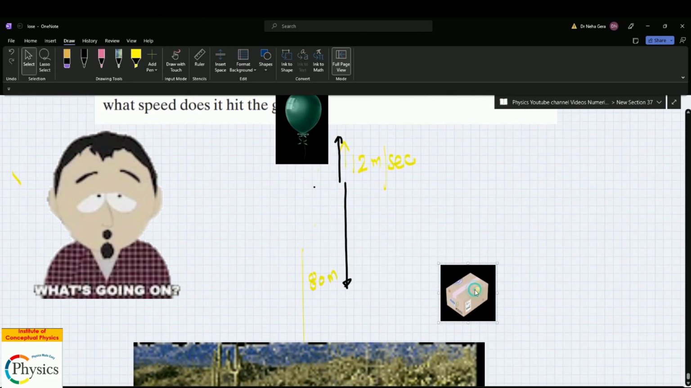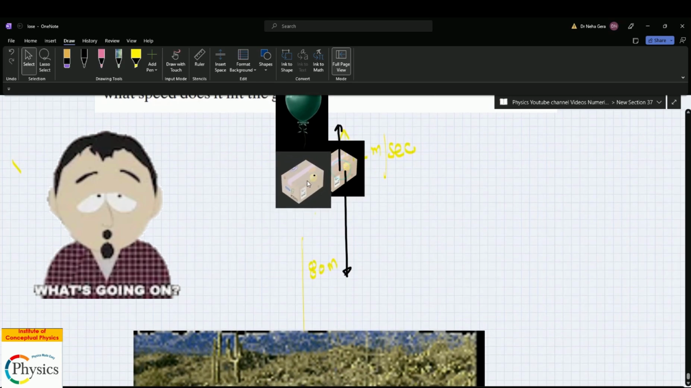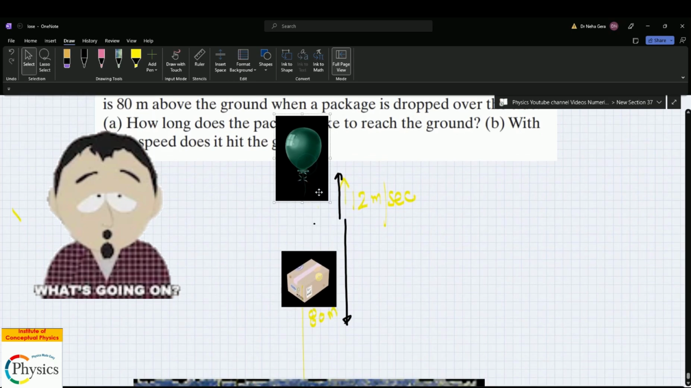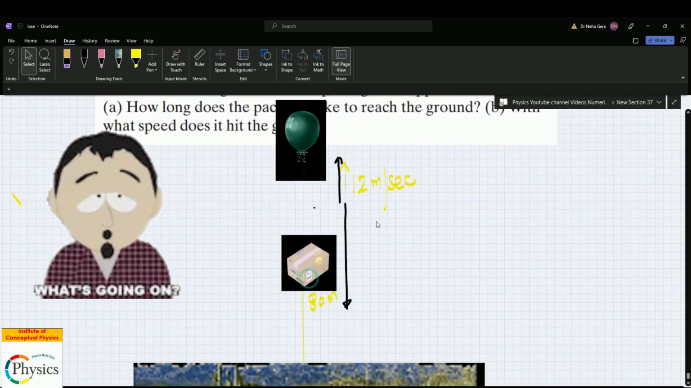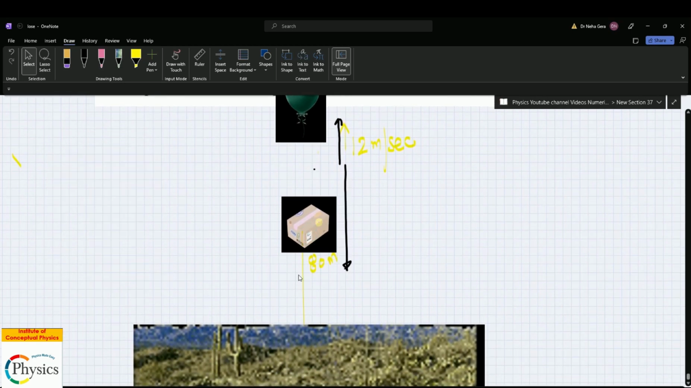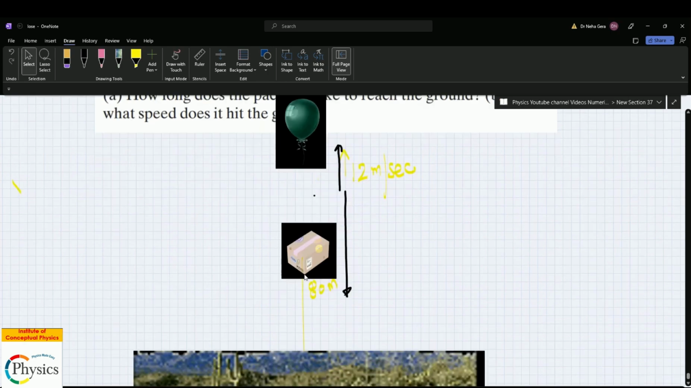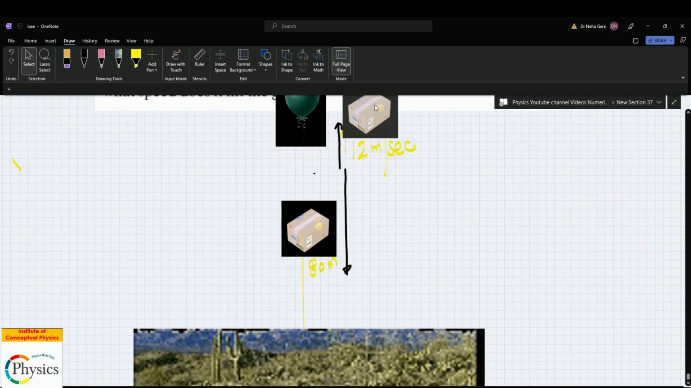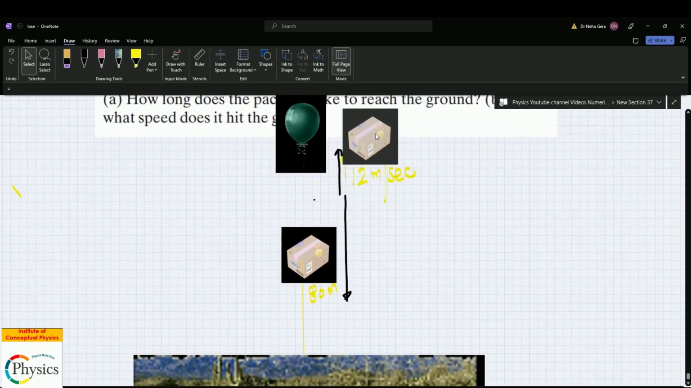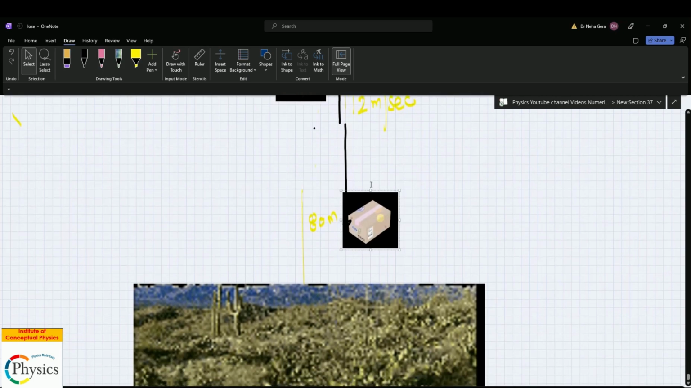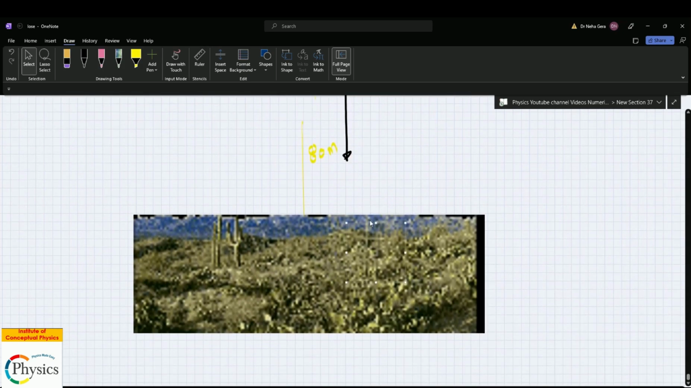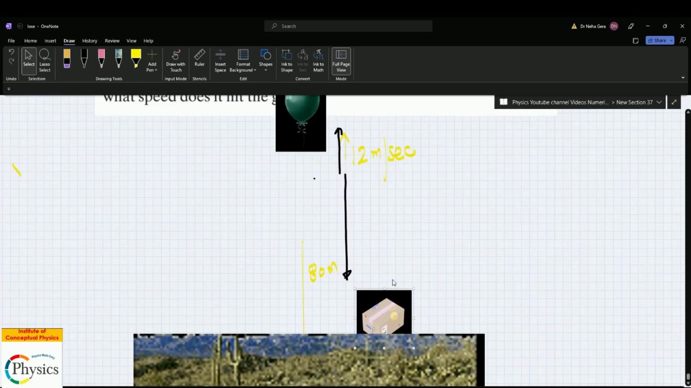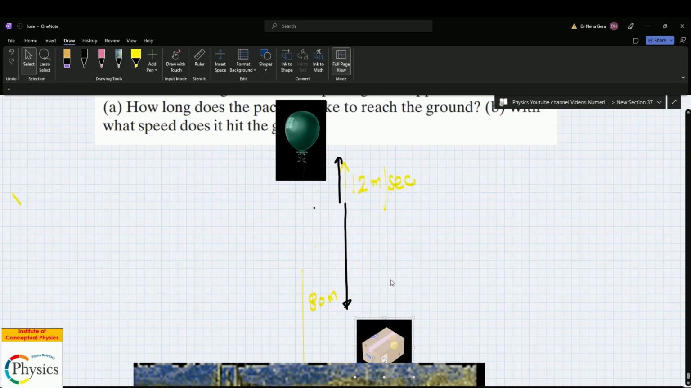So let's concentrate on the package here. The package got detached, and the balloon goes its own way. Let's not focus on the balloon now because the balloon is no longer part of the system. The package goes up. After a certain while it hits the highest point, then it starts coming down and hits the ground. This is the way this has to be looked at. It is hitting the ground now, and we have to find the velocity at this point of time.